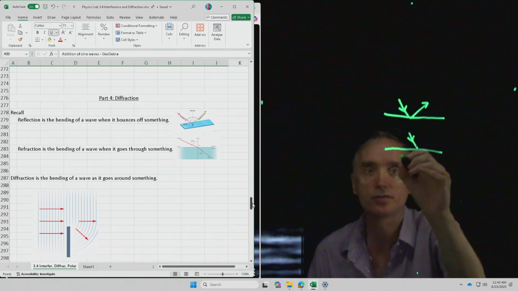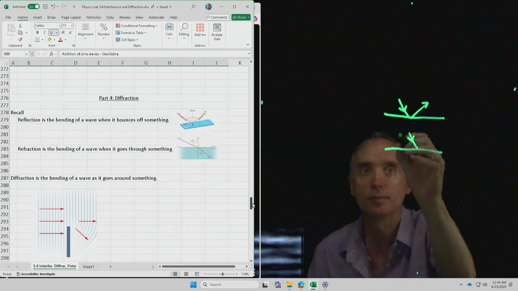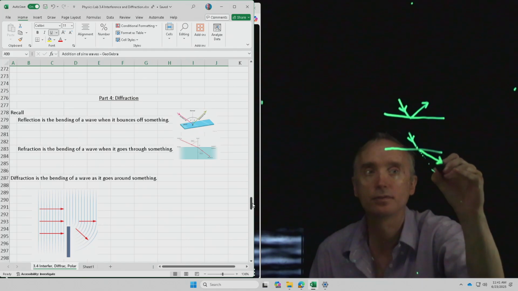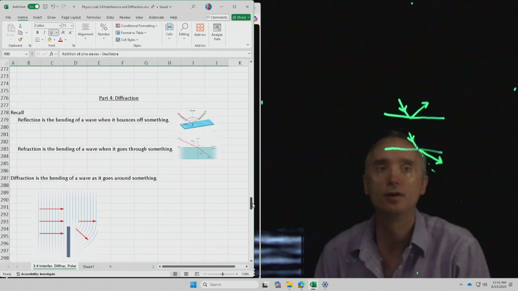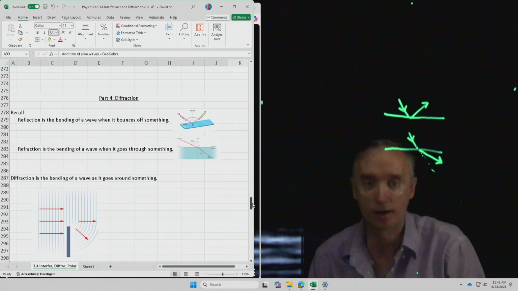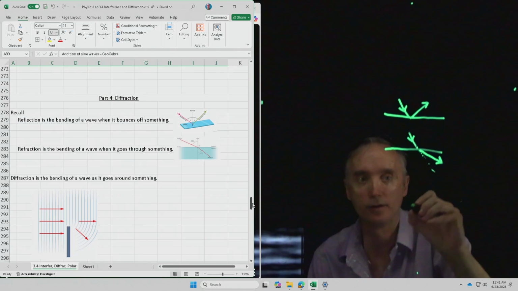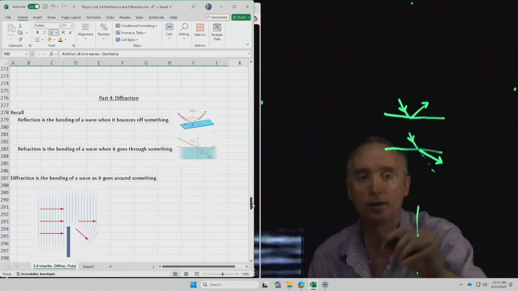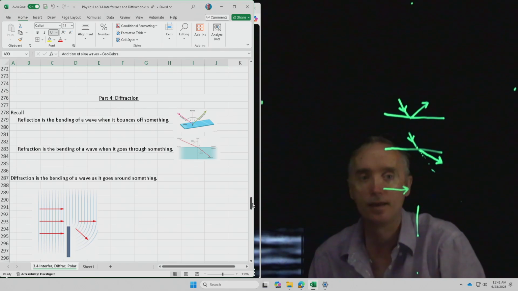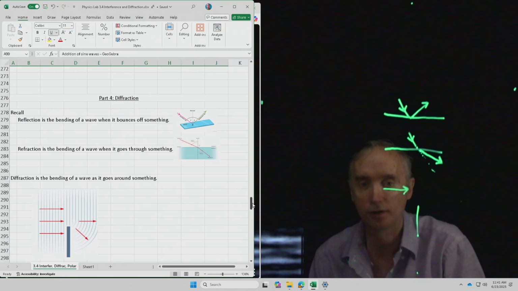So this down here could be like glass, and this up here could be air, and what would happen is that it's going to bend off in this direction. So that's going to be called refraction. But now what we want to look at is diffraction. In that picture there, we have a barrier. The waves are coming in this direction, and when they feel the barrier, they're going to turn. So diffraction is the bending of a wave as it goes around something.